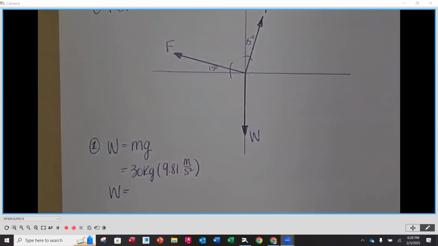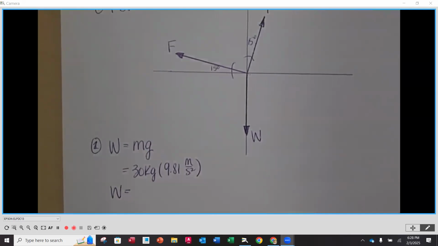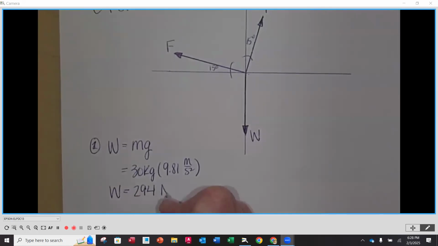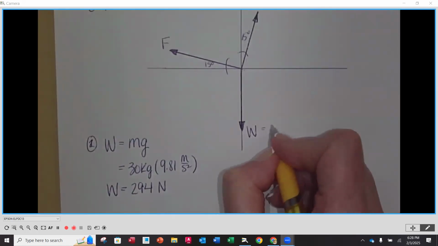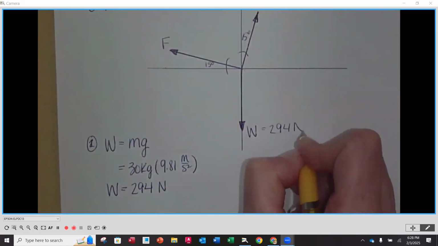Now, when I have a kilogram meter per second squared, is there a shortened version of that? It's called a what? See, I was a physics teacher in my prior life. It's called a what? A Newton. A Newton. That's right. It's a Newton. So we're not going to put kilogram meters per second squared. We're going to put 30 times 9.81, which it looks like is 294 newtons. Okay. So we can say 294 newtons.